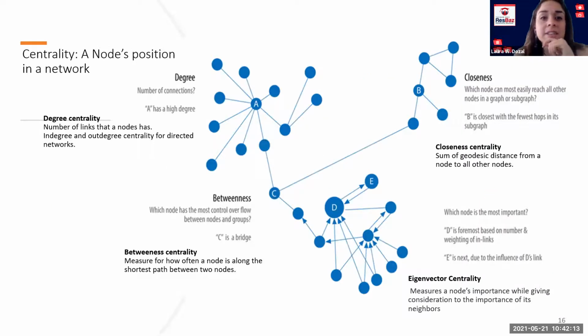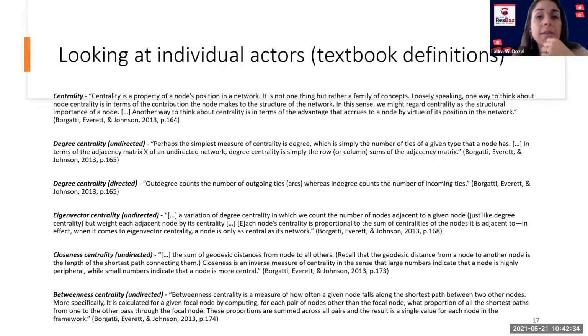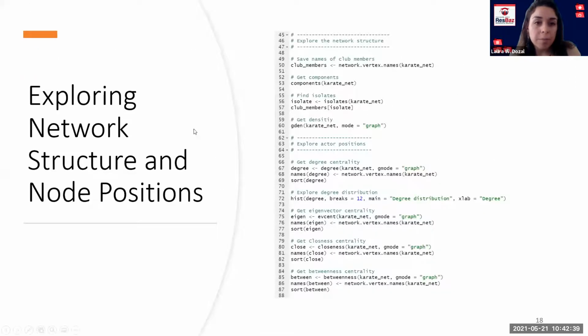And here is an example of all of these centralities and their descriptions, looking at all of these measures. And here again are the textbook definitions for these concepts. And I think we can go back to R now and look at some of these centralities.